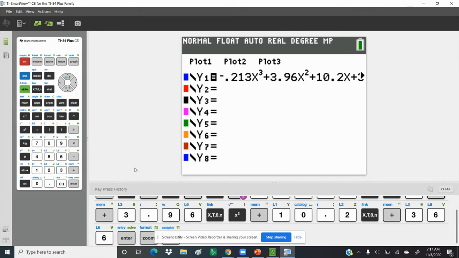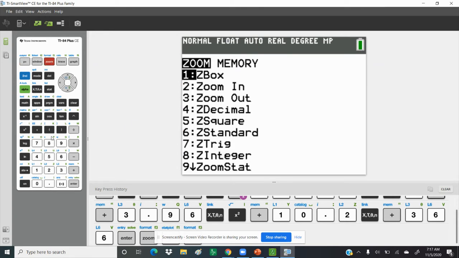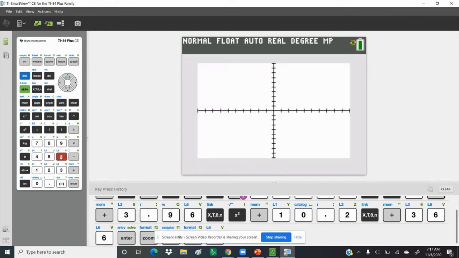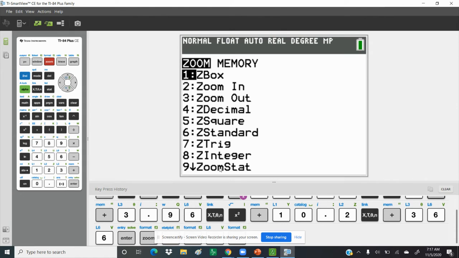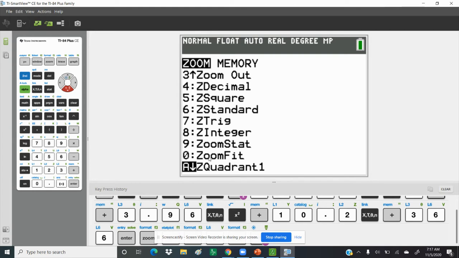Now there's a couple of different ways that you can take a look at the graph. One way is to hit zoom 6. Now zoom 6 will give you a standard window from -10 to +10 on your X and -10 to +10 on your Y. But you see, when you use zoom 6 for this particular equation, you don't see anything. So this window is not big enough in order to see the whole function. Sometimes kids will use zoom 9, or if you scroll down, there's another one, which is 0, zoom fit. So either zoom stat or zoom fit.